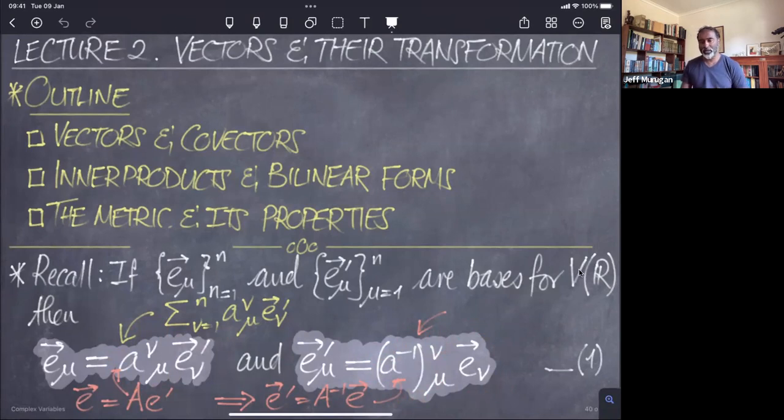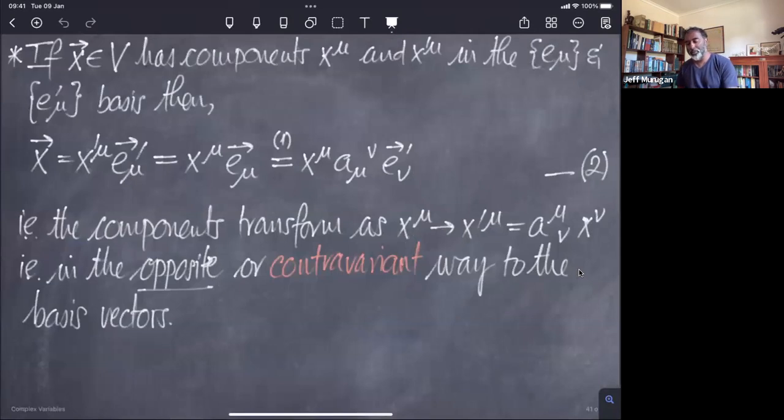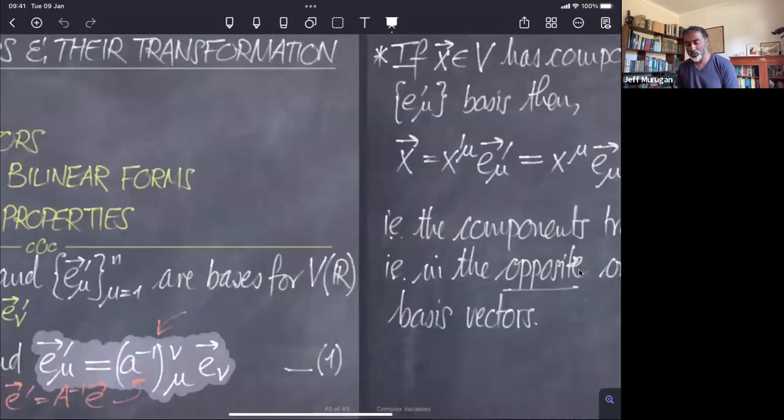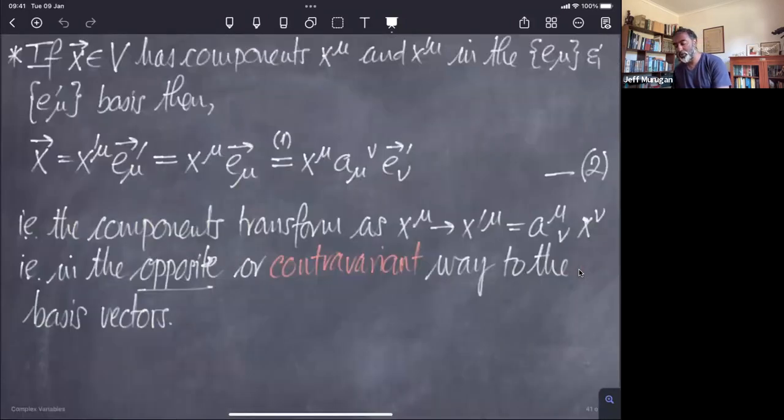So given that this is how the basis vectors transform, the components of a vector transform in the opposite way to the way the basis transforms. In terms of the components, the primed version is written in terms of the non-primed version, not with A inverse, but with A itself. Because the components transform in the opposite way to the basis, we say that the components of a vector are contravariant. Okay, that's just a little bit of terminology.